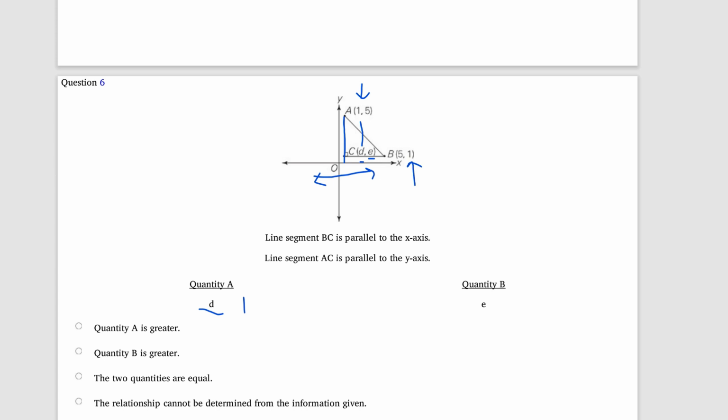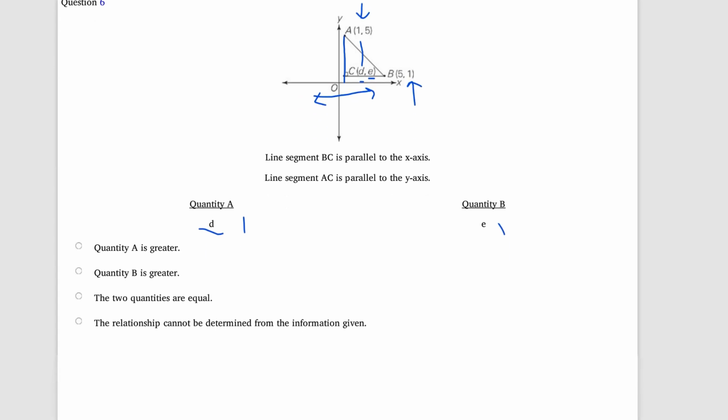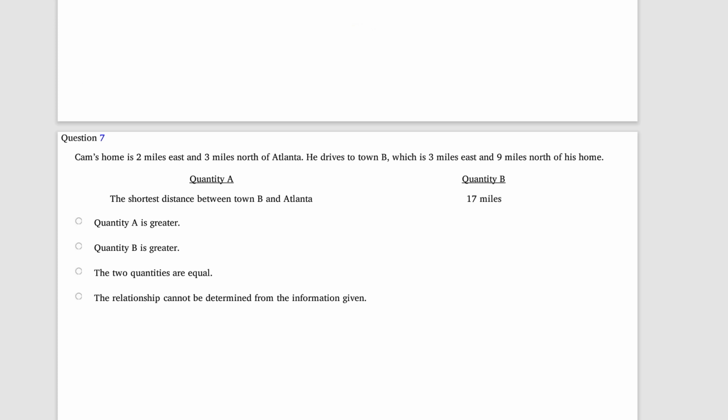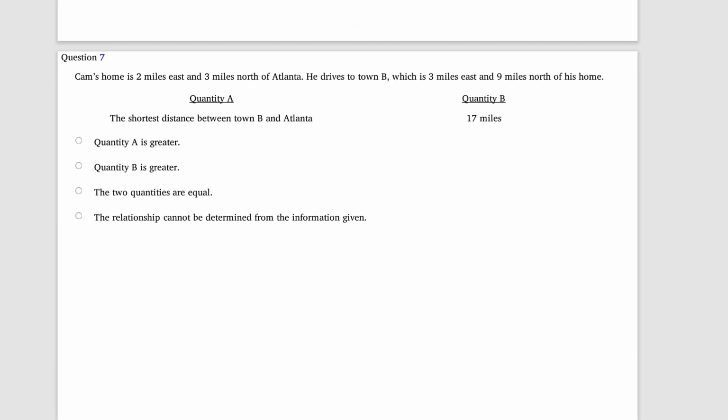It's 1 up off the ground, so E must be 1. So both quantities are equal. Answer C. Okay, I'm also demonstrating speed here to let you know how to cover these questions quite quickly for the more advanced students. Obviously, if this is quite tough for you, feel free to rewatch, rewind, etc.